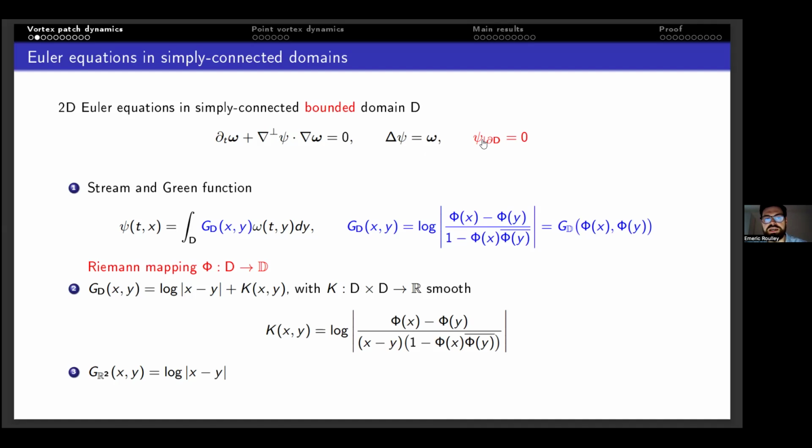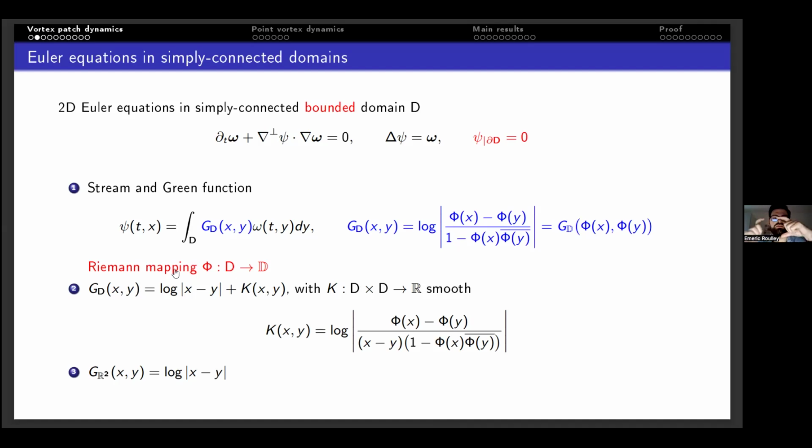The stream function psi can be recovered from the vorticity omega by inverting this relation, so inverting the Laplacian. And in general, you can write psi as the integral of the omega against a Green kernel, G of D. And the Green kernel is given by this quantity. So phi here is the Riemann mapping.